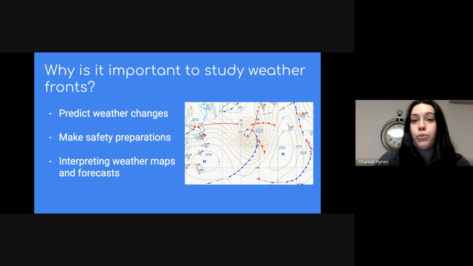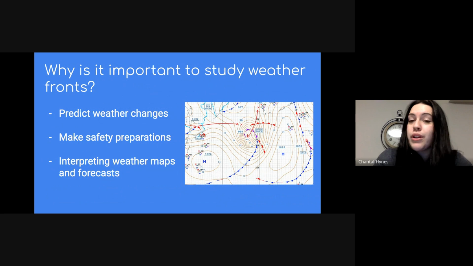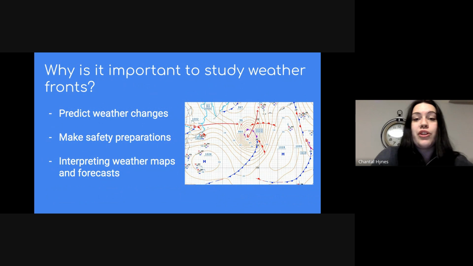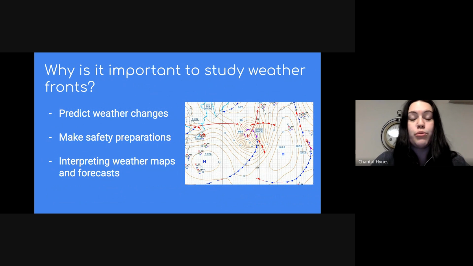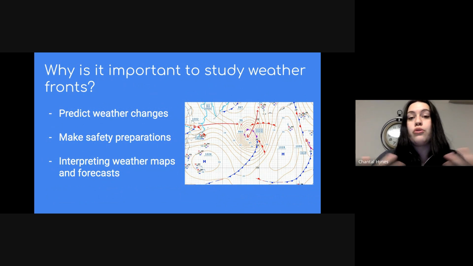It's also important for when people are planning their harvesting or when they want to protect their crops from heavy rains or storms. Our third point here is for interpreting weather maps and forecasts, which is what we have right here. You can see these different little red semicircles and these pointy blue triangles. So studying these fronts and then studying these symbols that go along with the different fronts, which we're going to learn a little later in the lesson, this allows us to understand the different weather conditions from these maps.